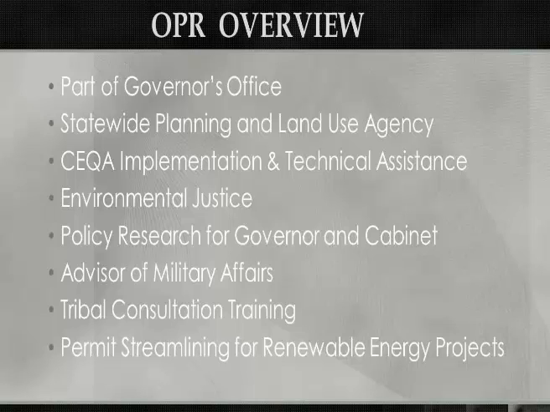First, just a real quick overview on the Office of Planning and Research and what it is that we do. We are a branch of the Governor's Office. We're considered the statewide planning and land use agency by statute. Like I said, we participate in CEQA implementation and technical assistance. We also have a few other duties, including environmental justice, military affairs, and generally we function as a policy research arm of the Governor's Office, especially as it pertains to land use and environmental planning.